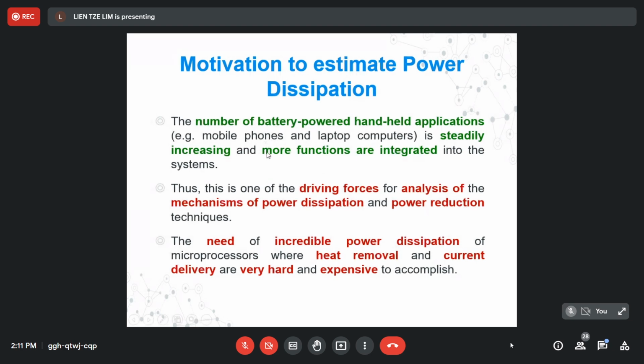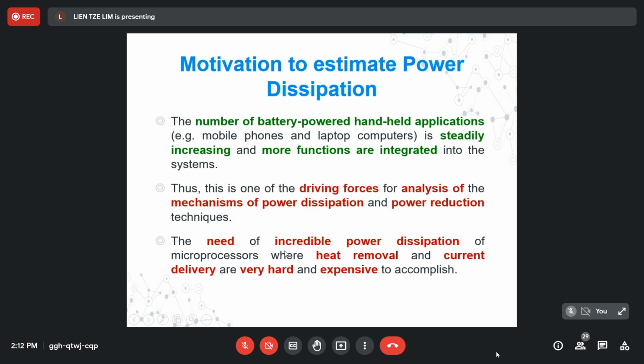Okay, so as an introduction, the number of battery-powered handheld applications, for example, mobile phones and laptop computers, is steadily increasing and more functions are integrated into the system. Thus, this is one of the driving forces for analysis of the mechanism of power dissipations and power reduction techniques. The need of incredible power dissipations of microprocessors, where heat removal and current delivery are very hard and expensive to achieve.